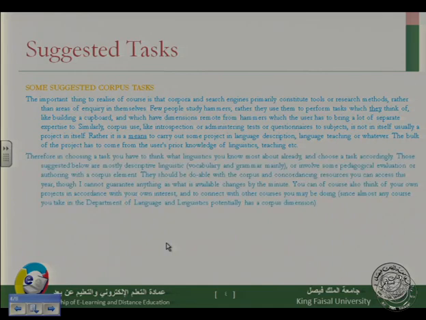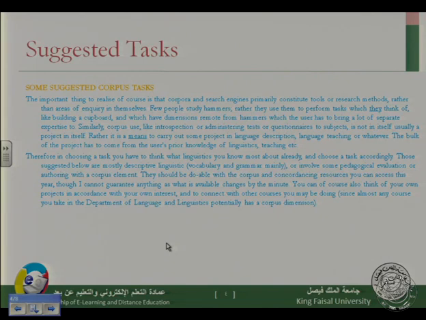Therefore, in choosing a task, you have to think what linguistics you know most about already. So if you want to choose a task for yourself or for your students, think of something that you already know, you think you are strong in, so you can search for it. It's no good searching, for example, a corpus about Shakespeare, poetry, poems, drama, plays, etc., and you don't have all the knowledge about Shakespeare.